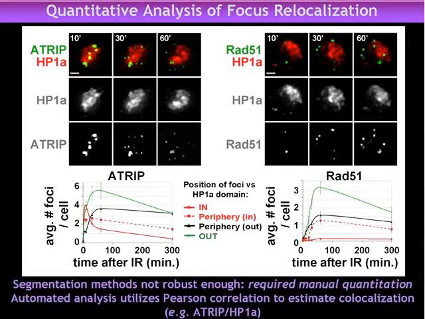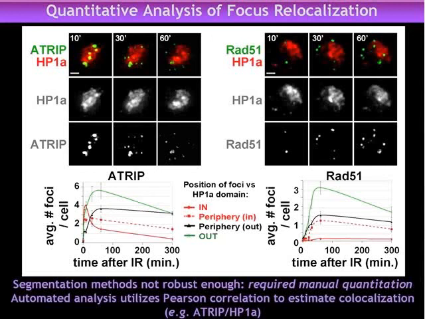And we've done a kinetic analysis of this, and the main thing to focus on here is if you look at the red line, on the left, you see this peak of A-trip in the heterochromatin domain early after radiation at 10 minutes, and then it goes down immediately, whereas RAD51 is never there.